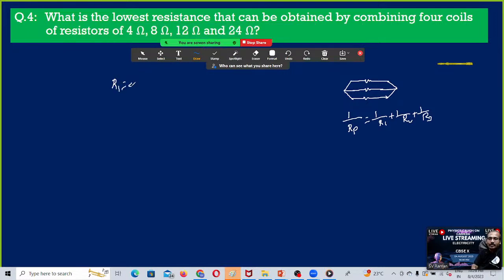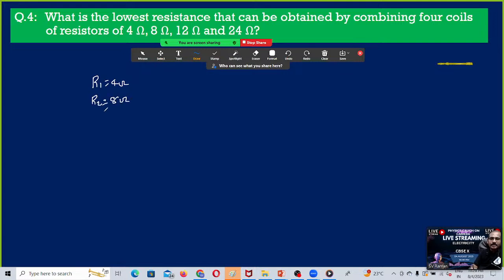R1 is equal to 4 ohms, R2 is equal to 8 ohms, R3 is equal to 12 ohms, and R4 is equal to 24 ohms. So these four resistors connect in parallel.